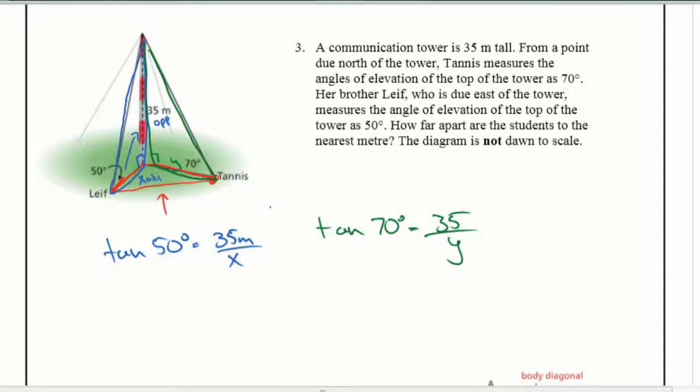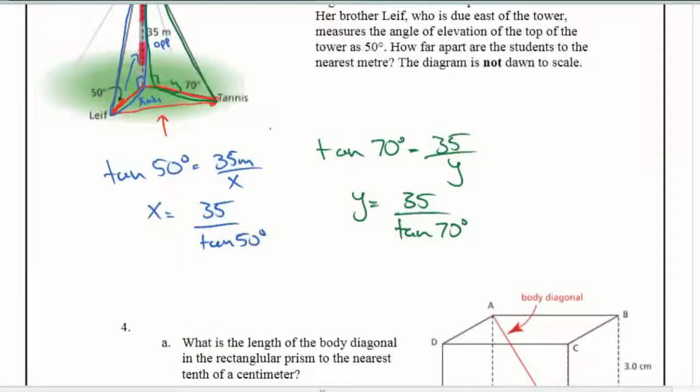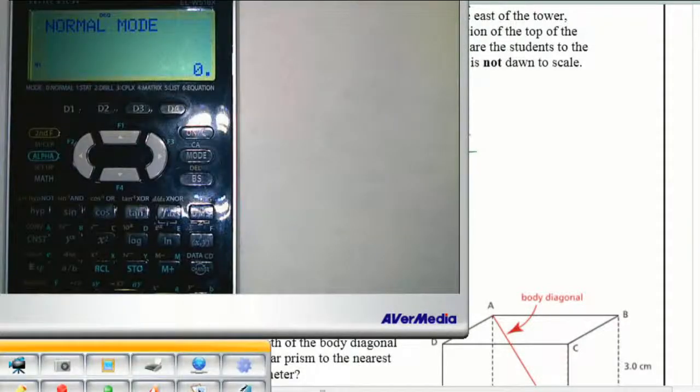I'm going to rearrange these things. I get X equal to 35 divided by the tangent of 50 degrees, and I'll end up with Y equal to 35 divided by the tangent of 70 degrees. It's going to give me X and Y. All right, so let's figure out X. 35 divided by tan 50. Just plug it in. 35 divided by tan 50, I end up with 29.36.